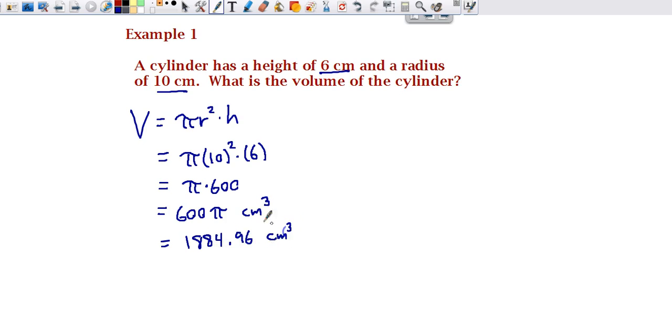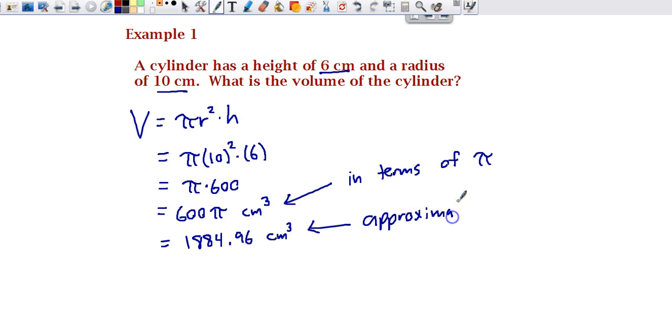So I want you to understand that these are the same value. These represent the same thing. This is just in terms of pi. So that's exact. And this is approximate. And not one is better than the other. It's just sometimes they're represented in different ways. So I'm going to circle them both.